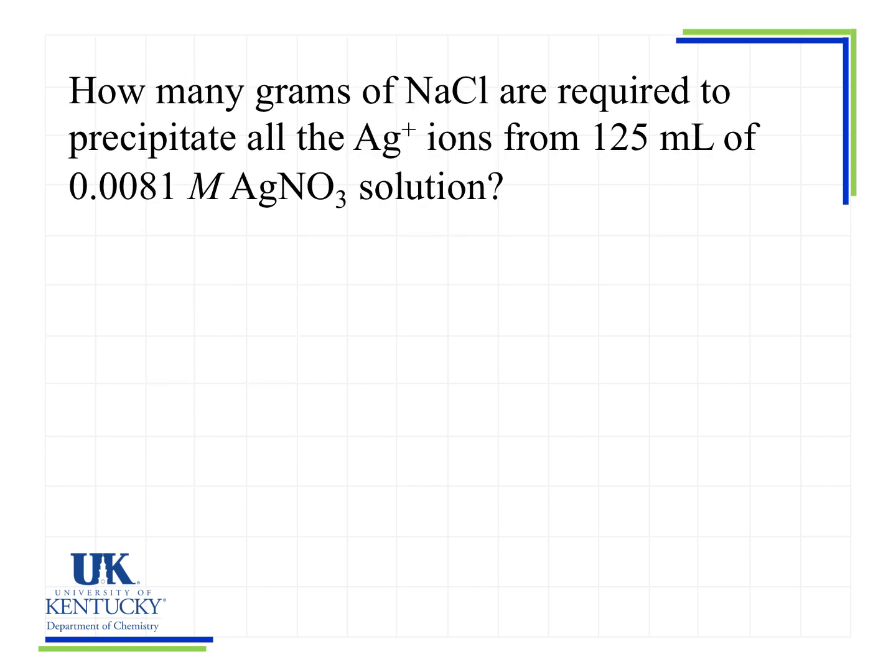Okay, so let's have some practice. We want to know how many grams of sodium chloride are required to precipitate all the silver ion in a solution of 125 milliliter with this concentration of silver nitrate. Okay, so we have a silver nitrate solution, and we have a sodium chloride solution, or we can weigh out the sodium chloride and make the solution.